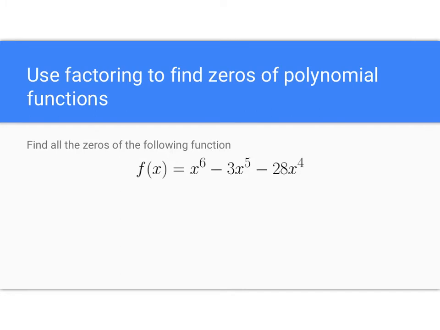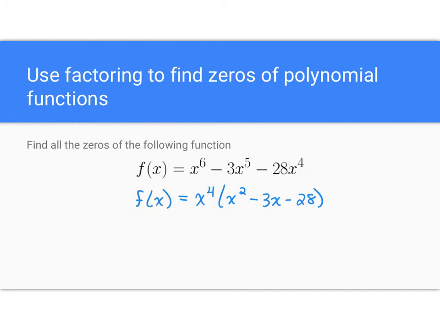So here, find all the zeros of this function by factoring. When you are told to factor something, the first thing you should try is a GCF factoring. In this case, there is a GCF of x to the fourth. So we have x squared minus 3x minus 28.